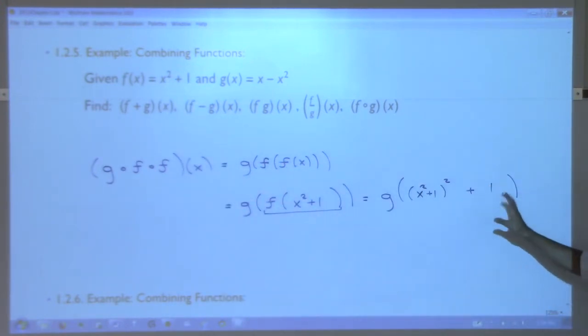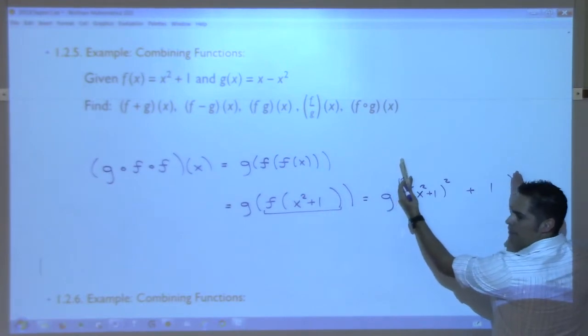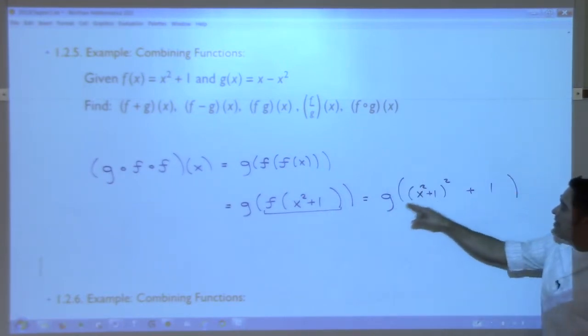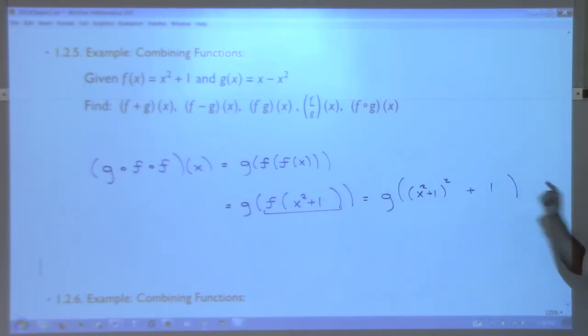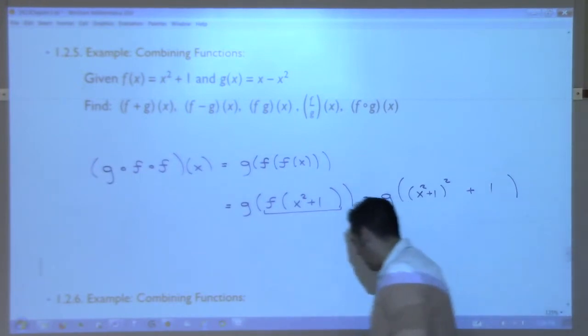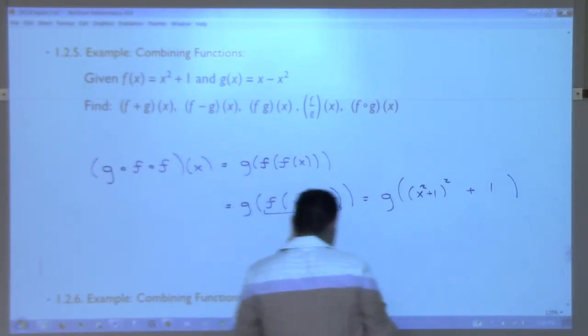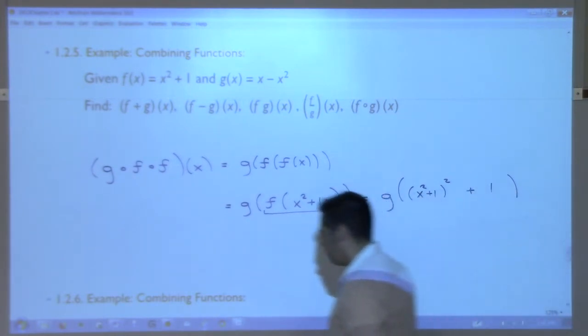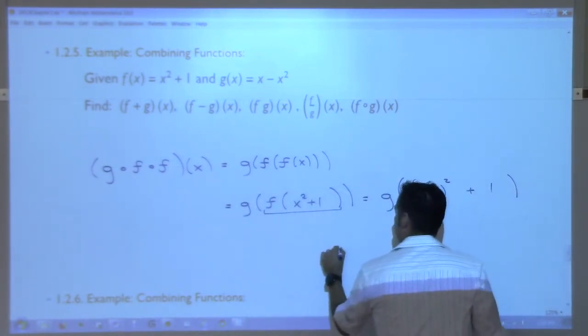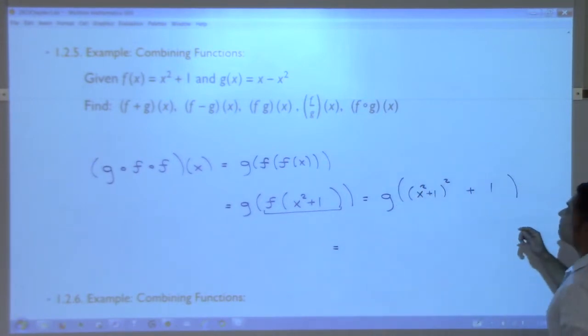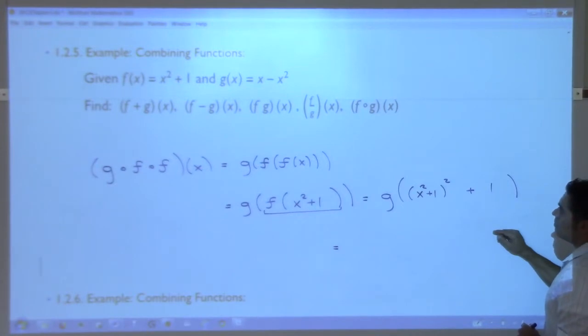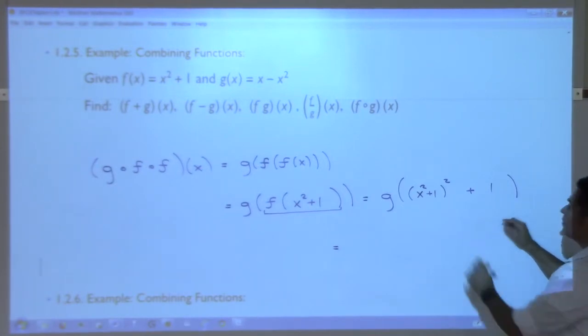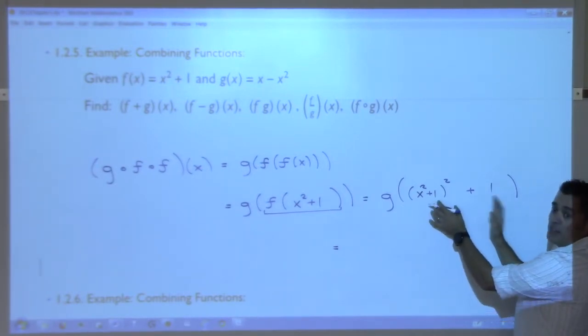So we've done this in here, which is f of f. And then now we have to take that answer and plug it into g. So who gets that? Tatum, you're up. So basically this, right? Yeah.